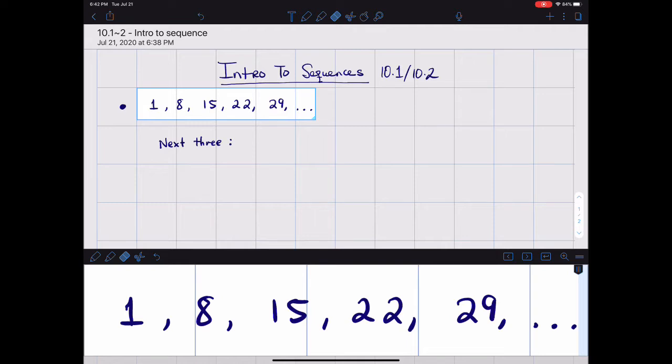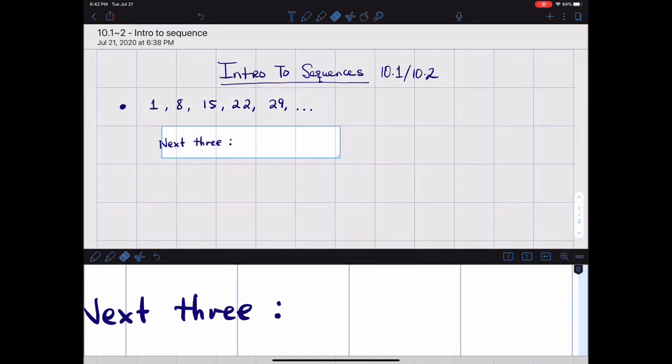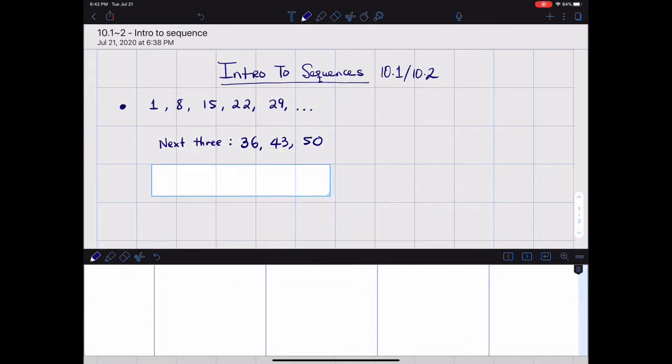Consider this list of numbers: 1, 8, 15, 22, 29. I want us to list the next three numbers in this list of numbers. So that would be 36. I'm sure you're thinking 43 and 50. Okay? All right. So let's get a formula for this list of numbers.